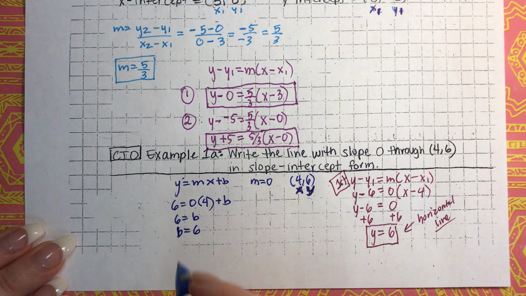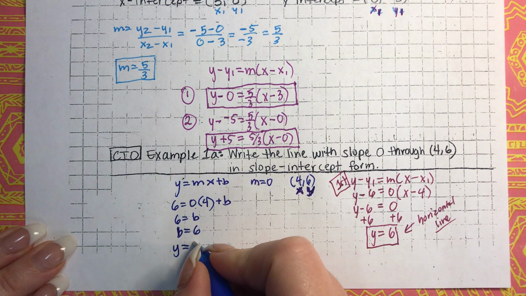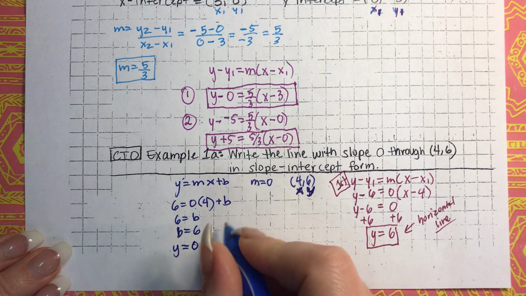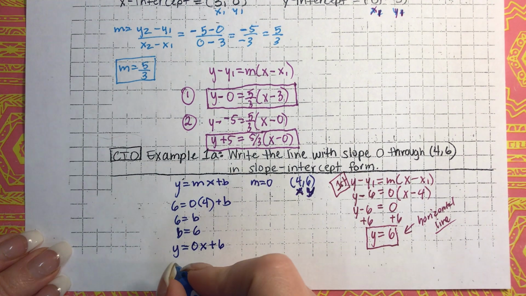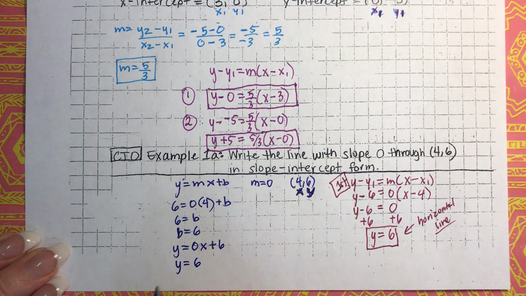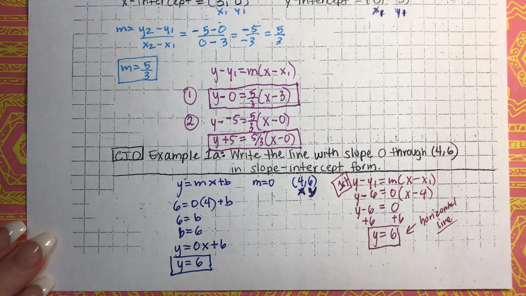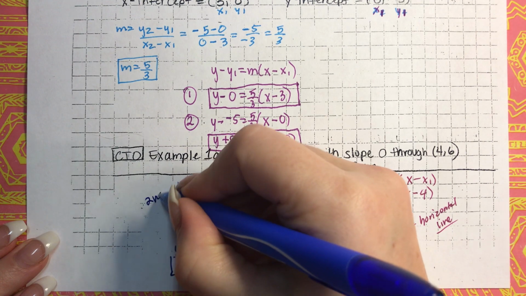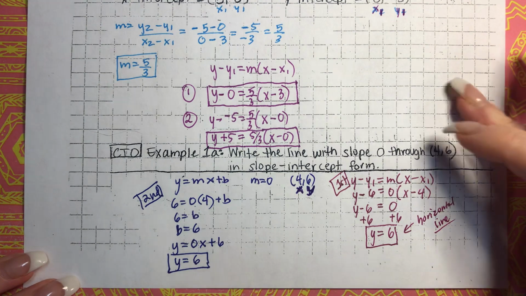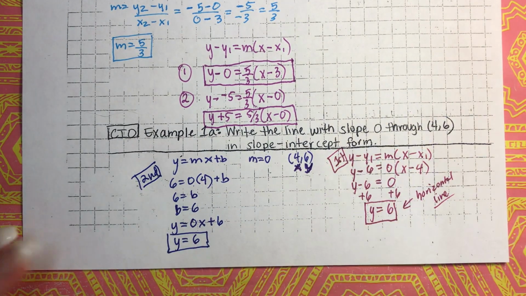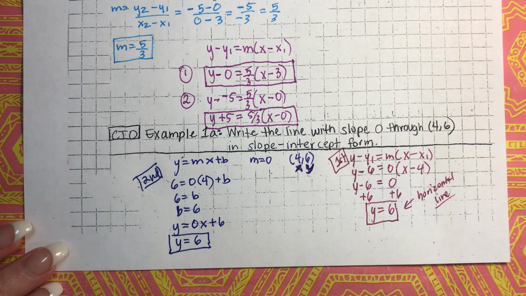So we figured out what b is, and now we know what our slope and our y-intercept are. We can substitute it back into the formula, and it would be y equals 0 times x plus our b, which is 6. Well, 0 times x is 0, so we end up with y equals 6. And that is our answer. So this is the second way to do it. So both ways work, and this is also a horizontal line. So if you did it this way or you did it that way and you got the right answer, that's awesome. Just make sure that you show your work accordingly.